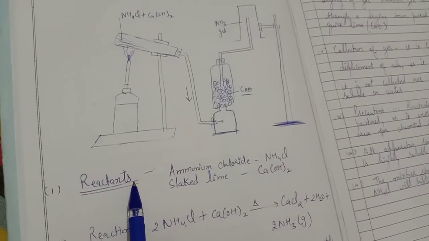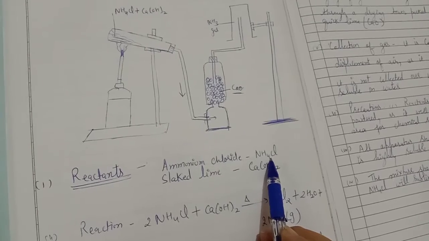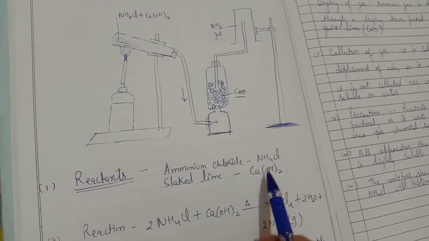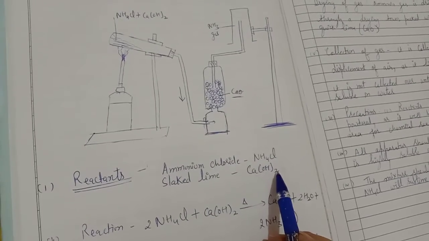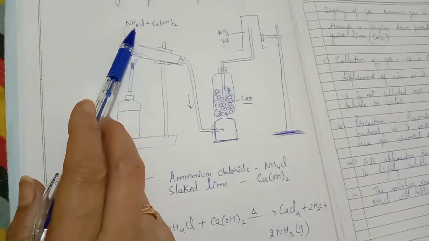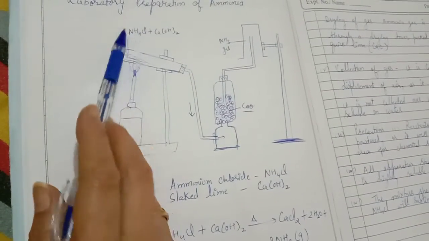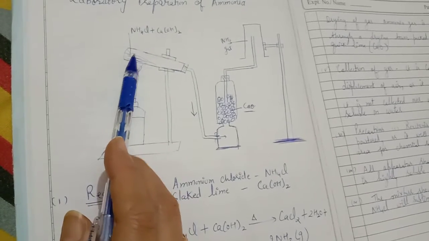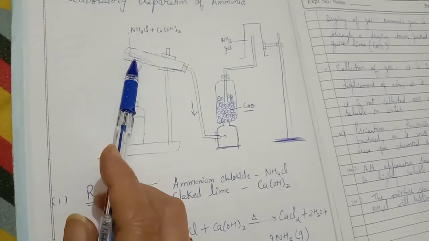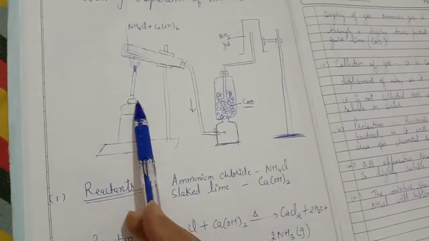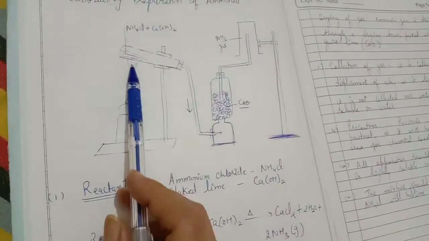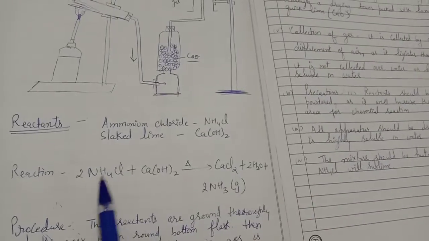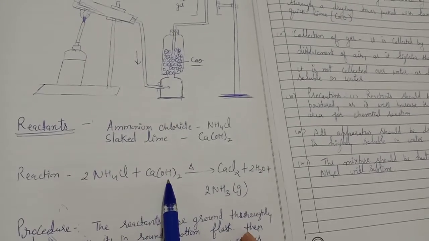In the laboratory preparation, the reactants used are finely ground ammonium chloride and slaked lime, which is calcium hydroxide. Both are mixed thoroughly in the test tube and ground together. Then they are heated, and the reaction takes place between the ammonium chloride and the calcium hydroxide.